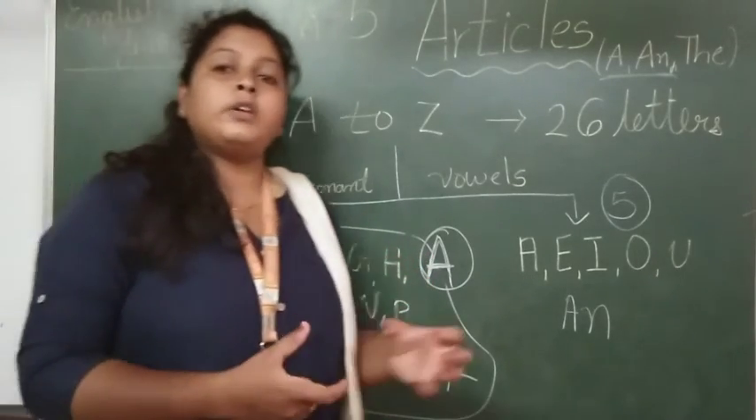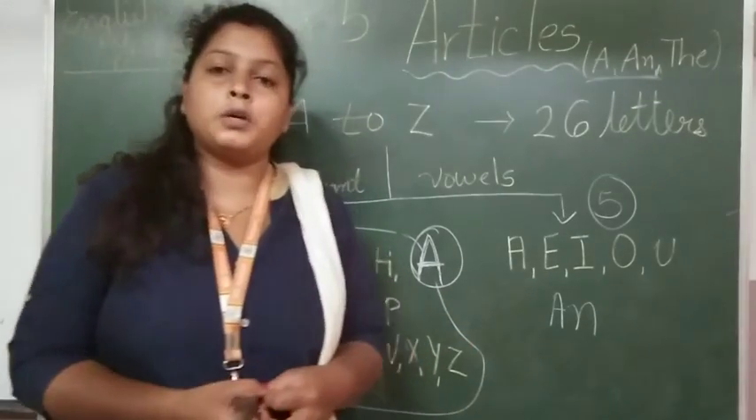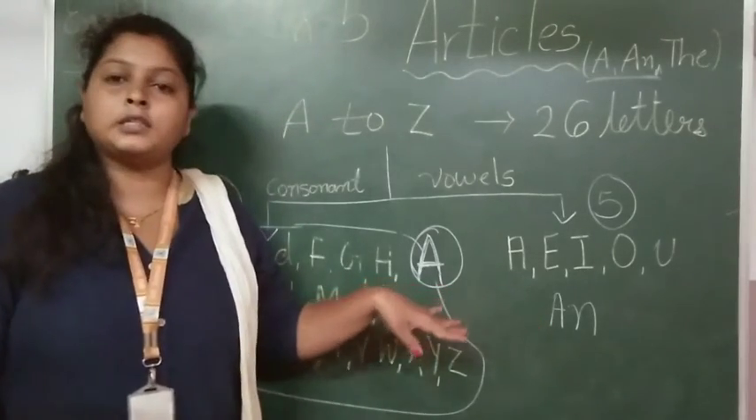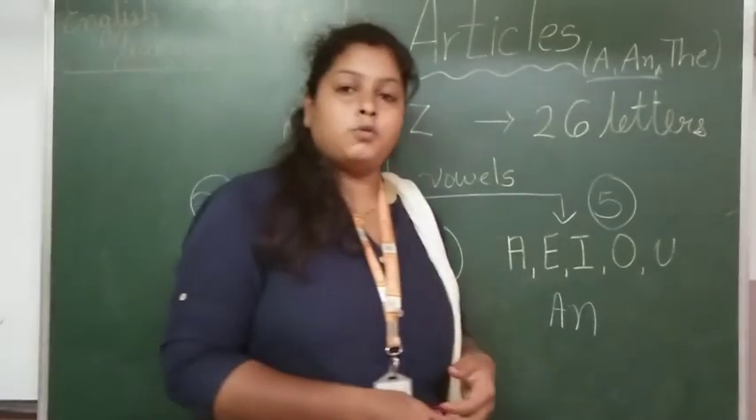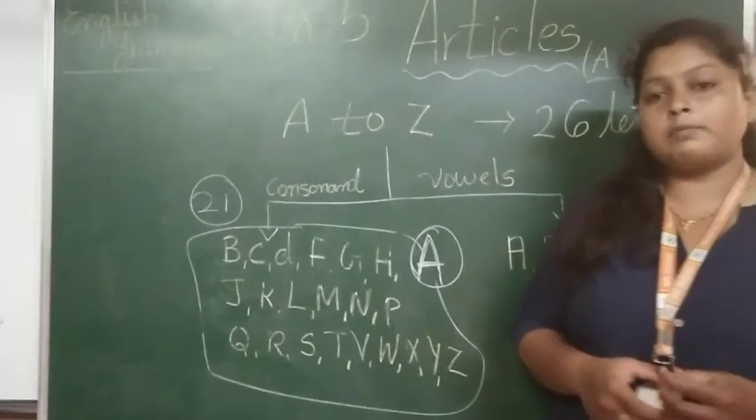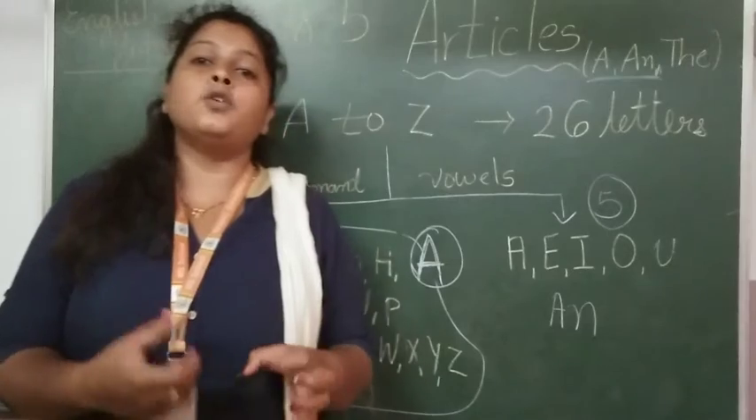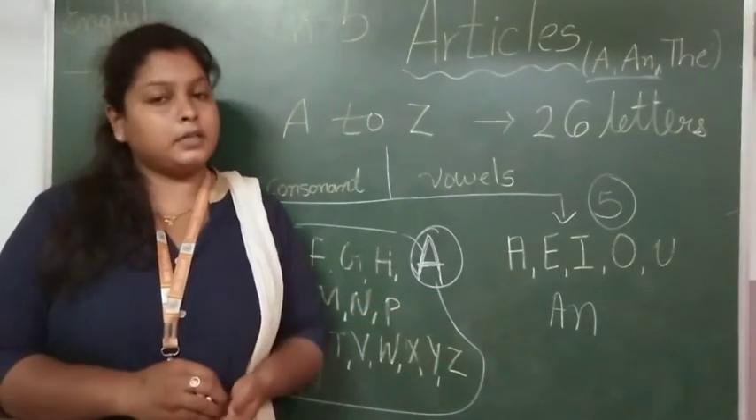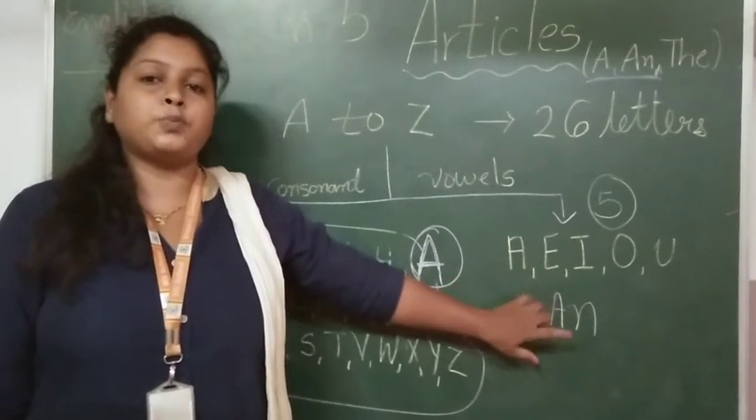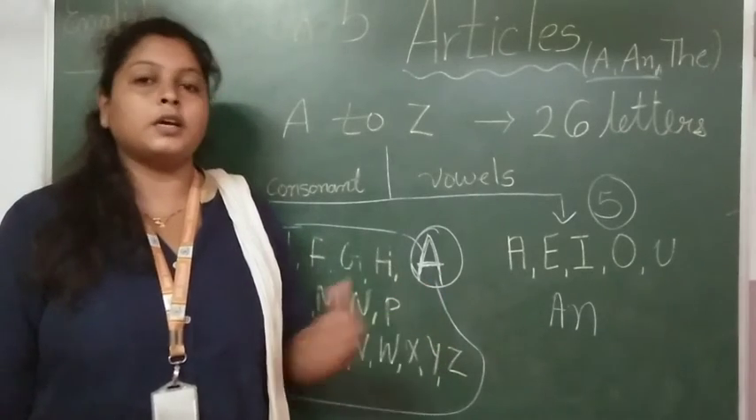Okay, so where will we use A or AN? Whenever we are talking about a common noun for the first time, at that time you can put the article A or AN before the noun. When you are talking about anything for the first time and it is singular, then you have to use A or AN according to the rules. Like if vowels are there, you have to put AN, and if a consonant is there, you have to put the article A. Okay.